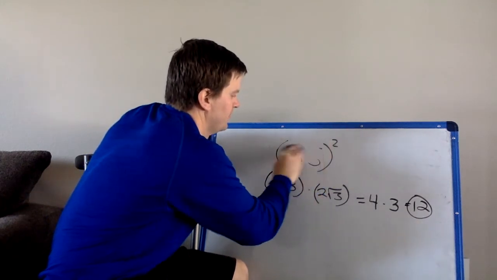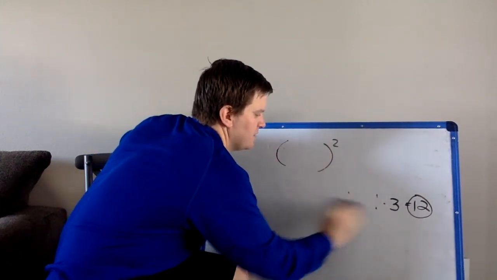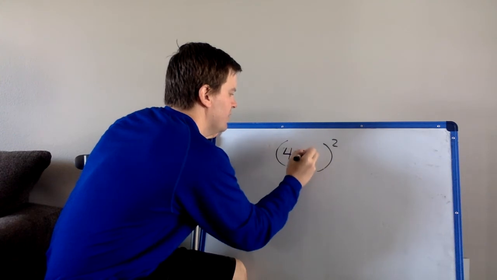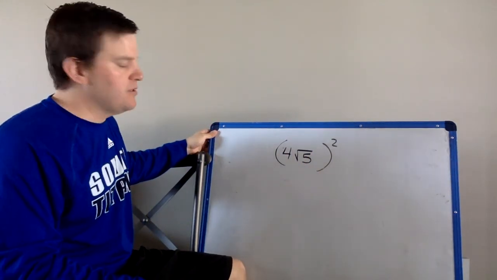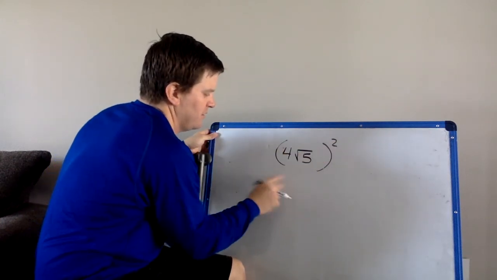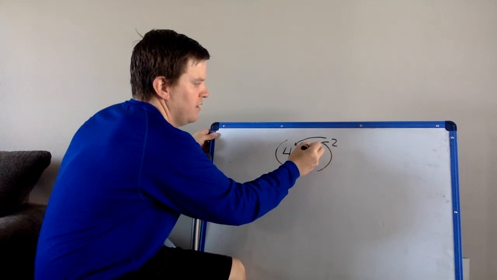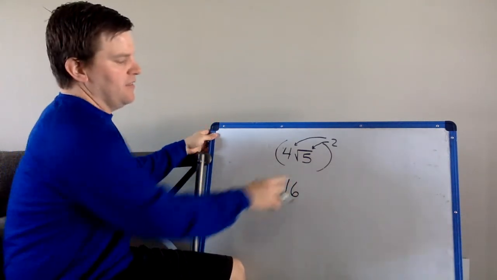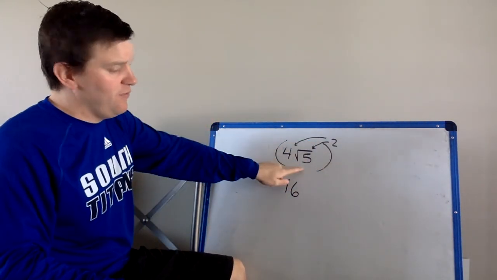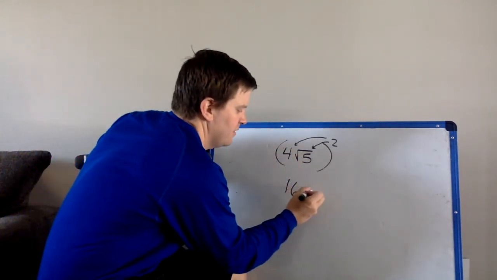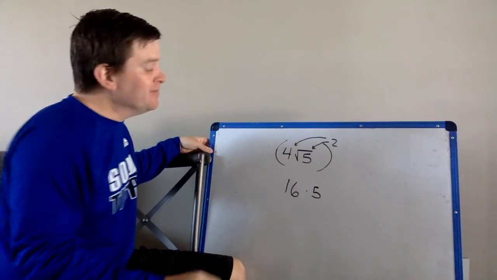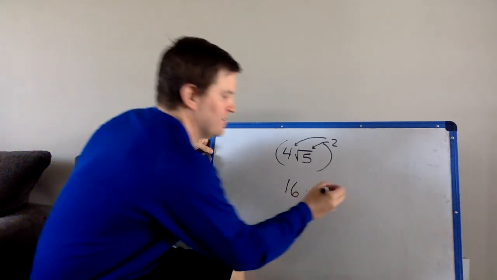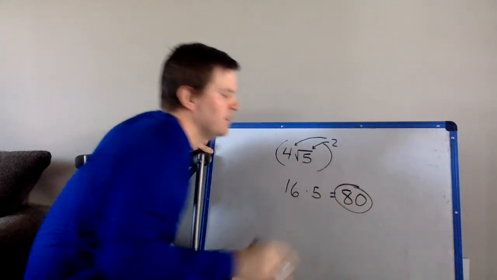Okay, let's do another one. Let's change that to 4 times the square root of 5. Let's square this one and square this one. We know that 4 squared, 4 times 4, is 16. And then the square root of 5 squared means the square root of 5 times the square root of 5, and the radicals cancel out. So the square root of 5 times the square root of 5 is just 5. And then we have 16 times 5. We know 10 times 5 is 50, 6 times 5 is 30. So 16 times 5 is going to be 80.